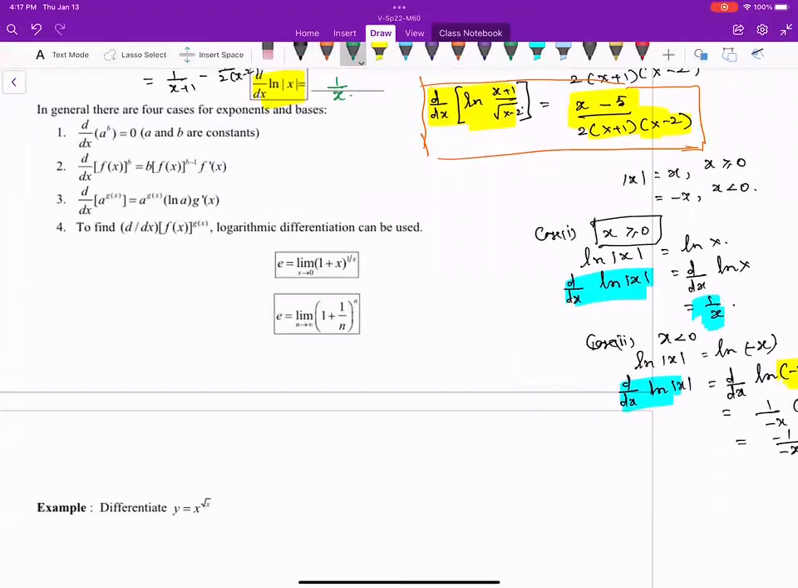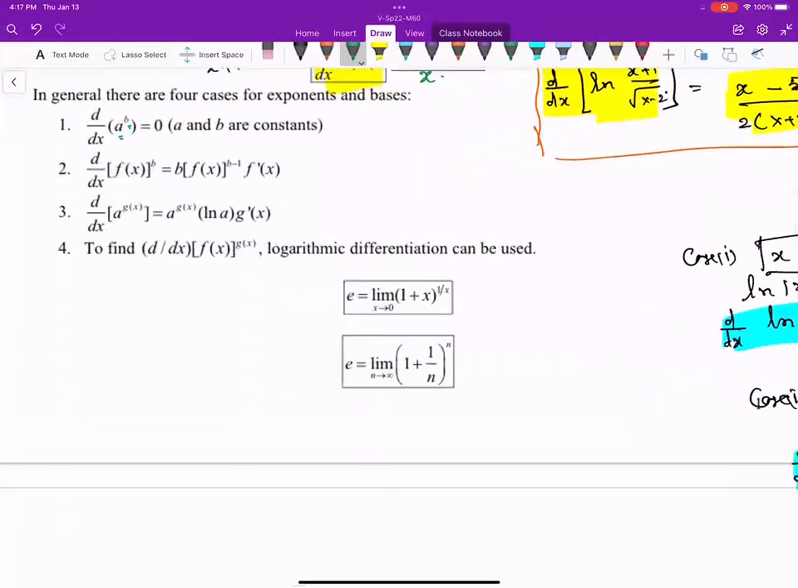So now there are 4 or 5 cases here. In general, there are 4 cases for exponents and bases. If the base is a number, the exponent is also a number. A is a constant, B is a constant. A to the power B is a constant. So the whole thing is a constant, and the derivative of a constant equals 0. Here the base is a constant, the exponent is a constant.